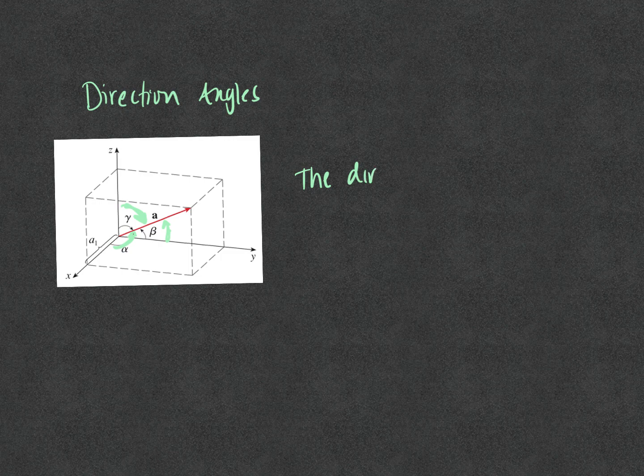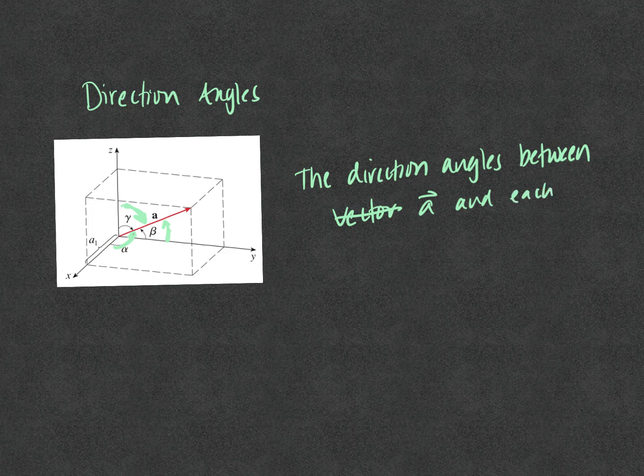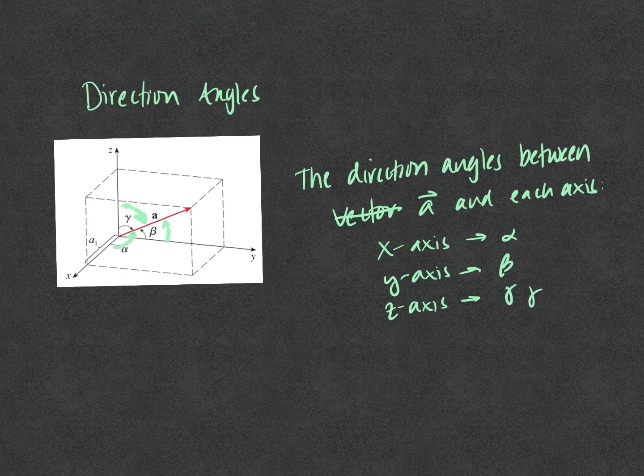Let's write that down. The direction angles between vector A and each axis. So the x-axis, we use alpha. The y-axis, we use beta. And the z-axis, we use gamma. Gamma is probably a little more curvy like that, but it gets a little sloppy and it looks a little different every time because we're not a typewriter.